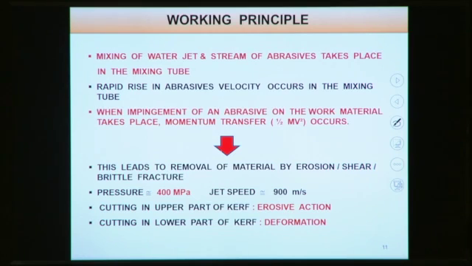A rapid rise in the abrasive velocity occurs in the mixing tube in the nozzle, and when the impingement of an abrasive on the work material takes place, momentum transfer of half mv squared occurs. This leads to removal of material by erosion, shear and brittle fracture on the workpiece surface. The water jet pressure is maintained at 400 megapascal, and the maximum jet velocity is 900 meters per second. There are two modes of machining, as I discussed in the earlier figure: cutting in the upper part of the curve is due to the erosive action, and cutting in the lower part of the curve is due to the deformation action. So two different mechanisms are there. The velocity of this jet diverges in the deformation zone.